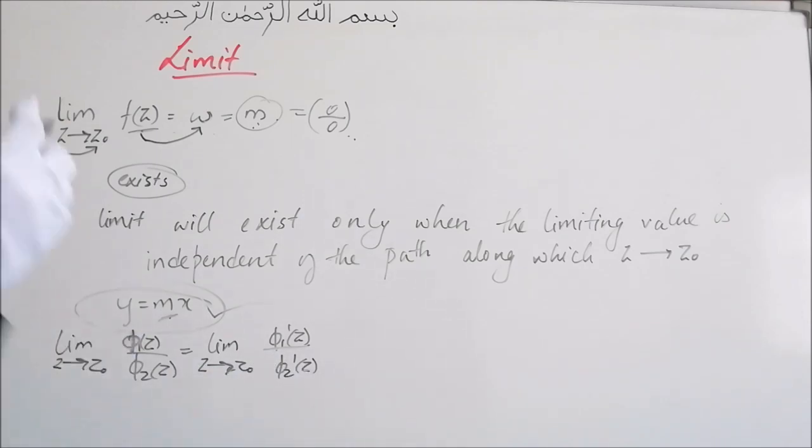Second case, if we have a limit where z tends to infinity, then how do you solve this? For these types of limits, we take the highest power out from the numerator and the denominator and then solve it.